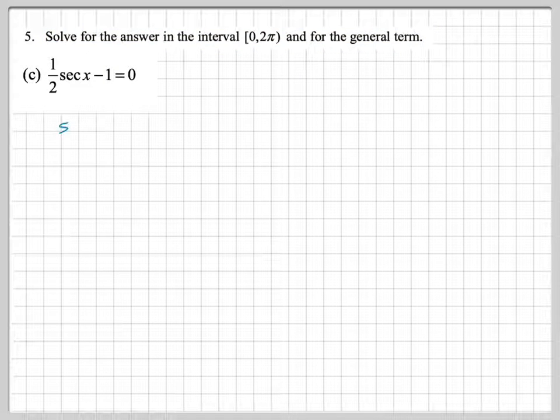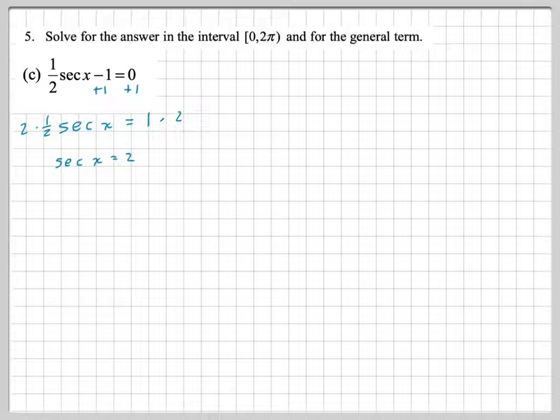Okay, so I'm going to have 1/2 secant x equals 1, because I have to add 1 to both sides to get rid of that 1. It always makes it easier if you try to get rid of the addition and subtraction operations first. Of course, there's other ways to do that, but I think that's the easiest way. And then to get rid of that 1/2, we're going to multiply both sides by 2. Now, if you thought divide both sides by 1/2, remember that's the same as multiplying by the reciprocal. After that, we get secant x equals 2.